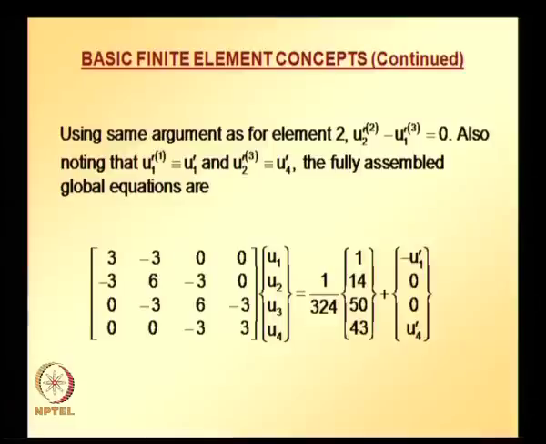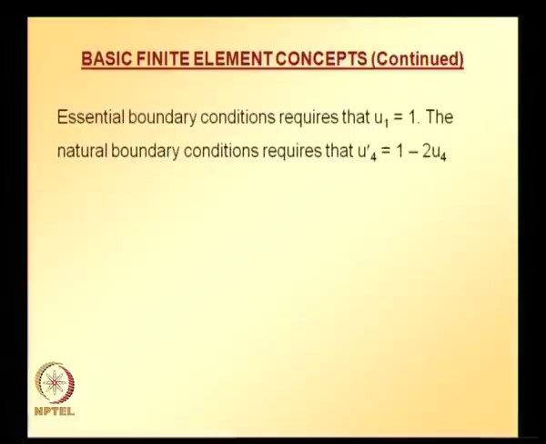Now we need to apply the natural boundary condition. U prime evaluated at x is equal to 1 is given for this problem. X is equal to 1 corresponds to node 4. So u prime evaluated at x is equal to 1 is given as 1 minus 2 times u evaluated at x is equal to 1, and that needs to be substituted in place of u4 prime. So that is what is done here. Essential boundary condition requires that u1 is equal to 1, natural boundary condition requires that u4 prime is equal to 1 minus u evaluated at x is equal to 1.